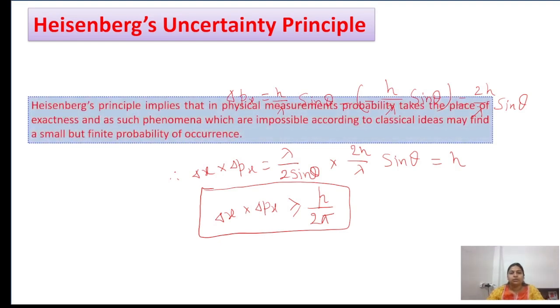So we conclude that the Heisenberg principle implies that in physical measurement, probability takes the place of exactness, and such phenomena which are impossible according to classical ideas may have a small but finite probability of occurrence.